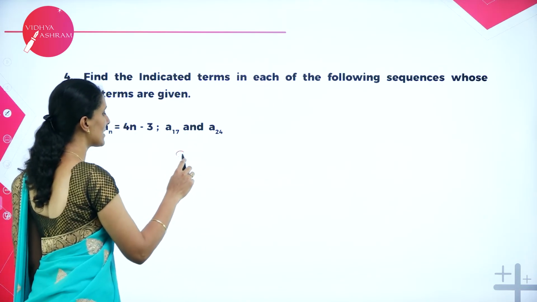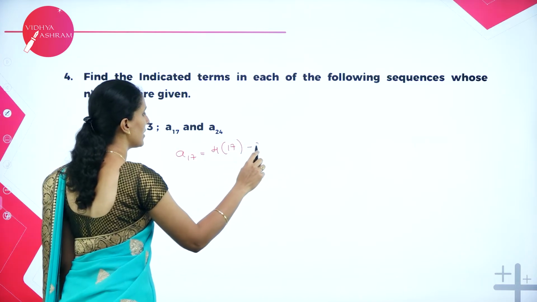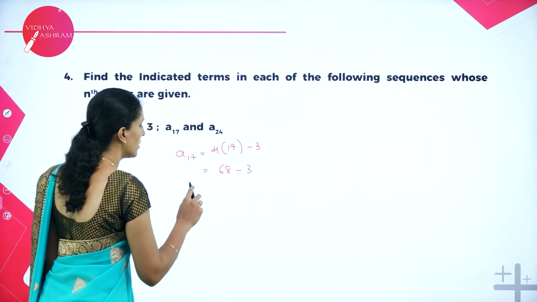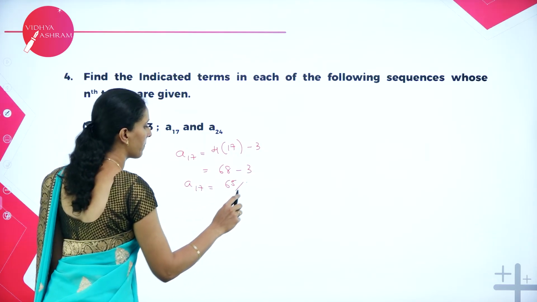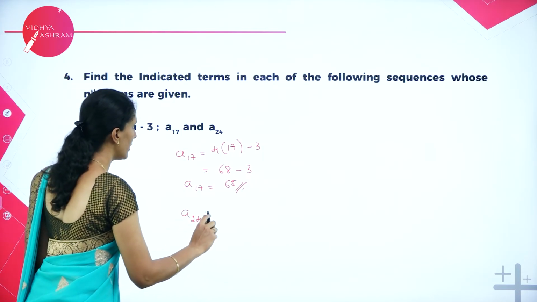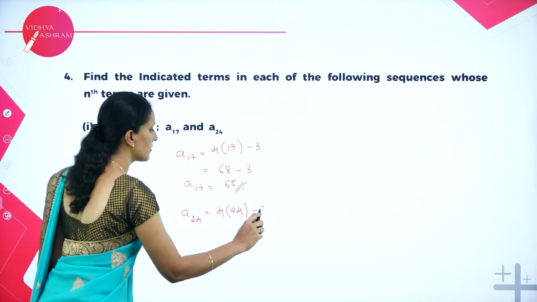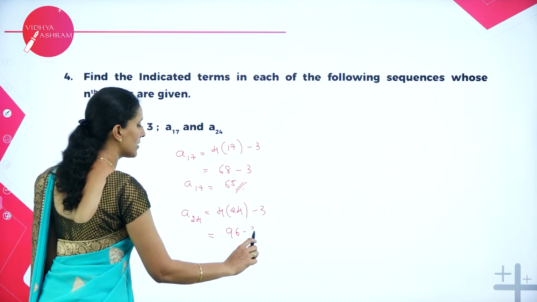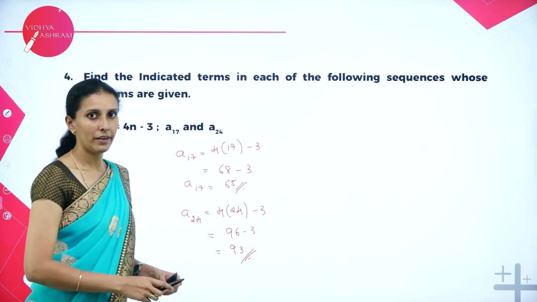So let's see a17. It is 4 into 17 minus 3. So it is 68 minus 3. So a17 will be equal to 65. Next term they have asked is a24. So it is 4 into 24 minus 3, which is equal to 96 minus 3, that is equal to 93. So these are the given terms.